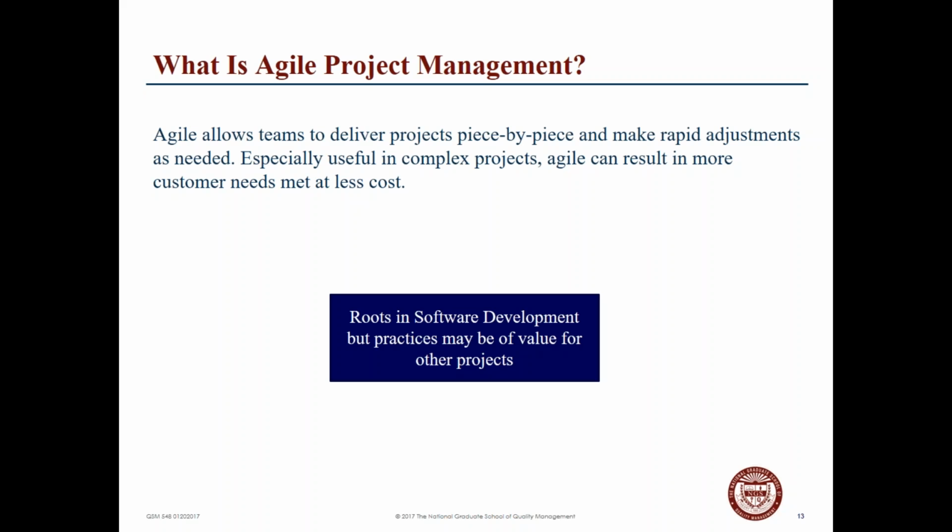We see a lot of this in software and computer development, but agile project management allows teams to deliver projects in a piece by piece or component philosophy, and allow them to make quick adjustments if and as needed. Again, in larger, more complex projects, sometimes this is very useful to get the customer what they need more efficiently and with less cost.